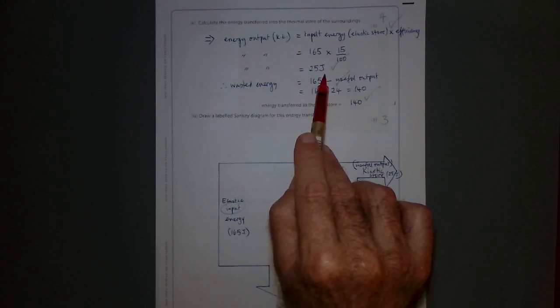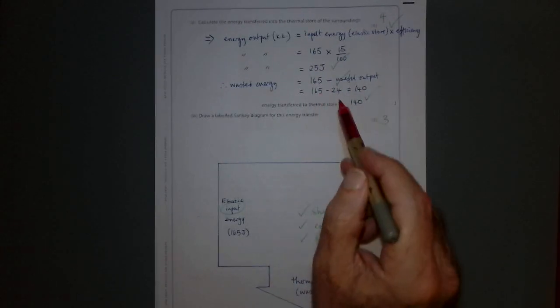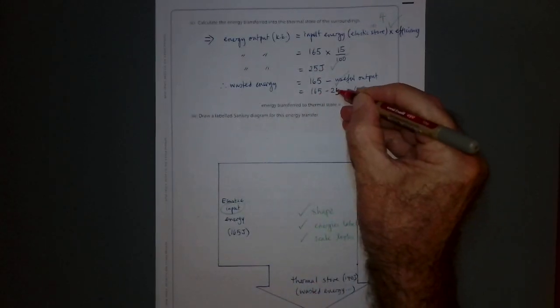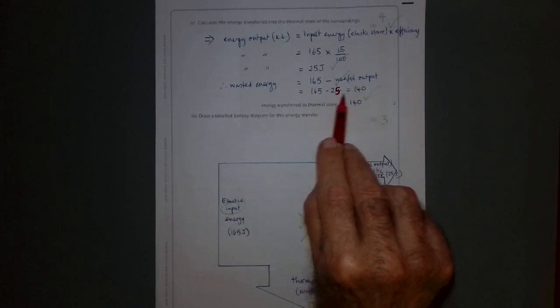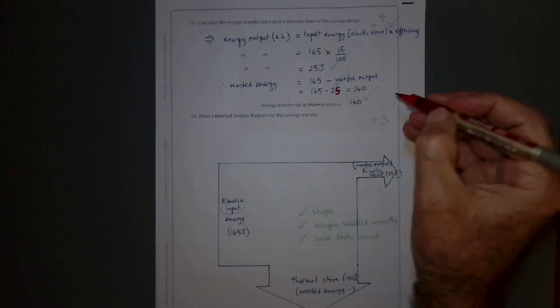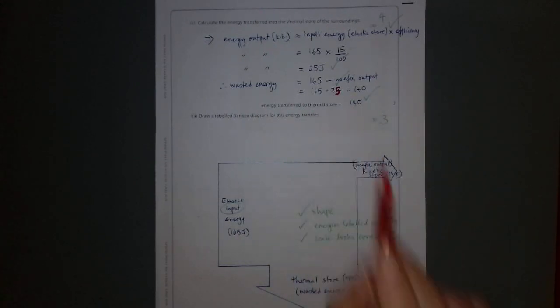The rest of it is wasted, so 165 minus the 25 is, oh, I've written this wrong too, so I must have been sleepy when I did this question. 165 minus 25 is 140 joules, which ends up as heat, or the thermal store.